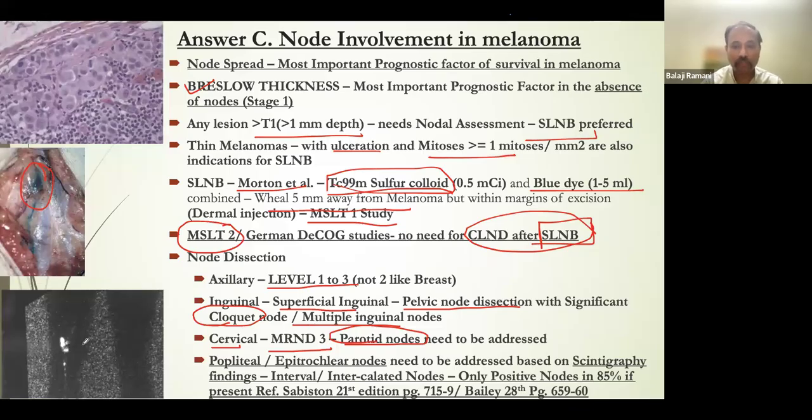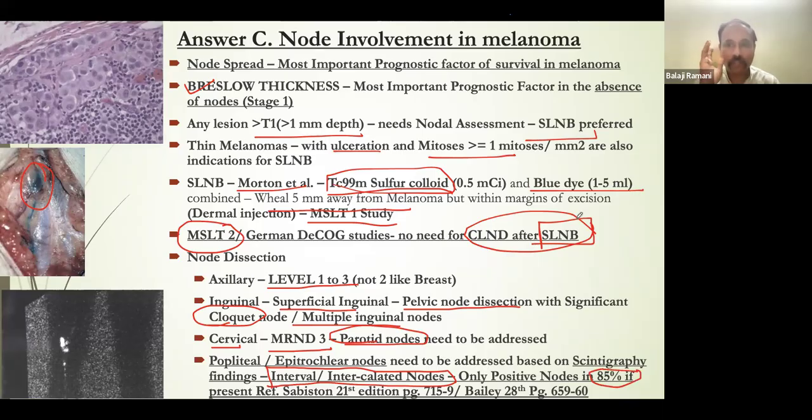Why do we need to do this lymphoscintigraphy? Because you have these nodes called the intercalary or the interval nodes. Like for example, in the breast, it is only the axillary nodes that will come. But if you do it in the hand or in the fingertip or somewhere, it can be epitrochlear nodes which can be positive. It can be any of the in-transit nodes. And these need to be identified because they may be the only positive nodes, as I mentioned, in almost 85% of cases. So always in patients with a melanoma, you need to do a sentinel lymph node biopsy.